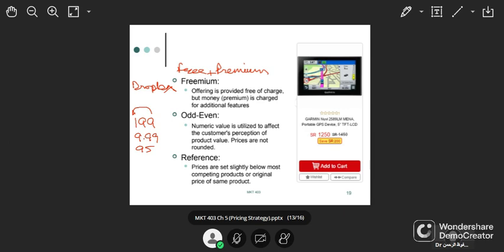Research has shown different values exist, ranging from 8, 12, to 24% increase in sales by the company when they are using odd even pricing. That's why you go to hypermarkets and almost every other product is using odd even pricing.